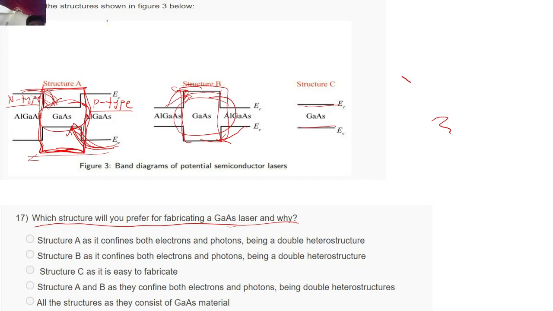So the structure number A confines both electrons and photons, being a double heterostructure. So it confines both electrons and photons. It should be, I guess, holes, because the holes move from here, the electrons move from here. It emits the photons. How can it confine the photon?